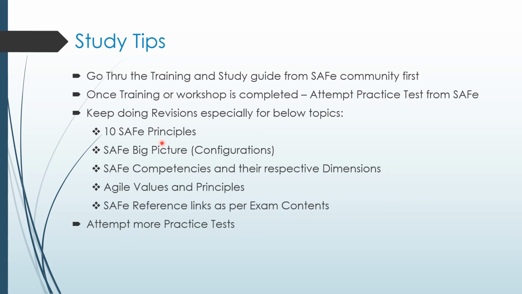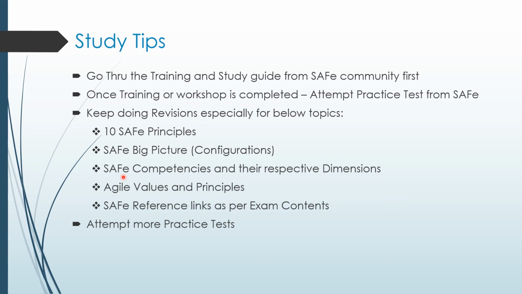Apart from that, my suggestion is to keep doing revisions for particular topics, like the 10 SAFe principles, because there are some areas in this exam which you will have to remember, like taking an economic view and other areas. Those are the things that you have to keep revisiting. Also, look at the SAFe Big Picture, like the different configurations. When you click on each of the competencies, each particular role or diagram, it will take you there on the Scaled Agile website.